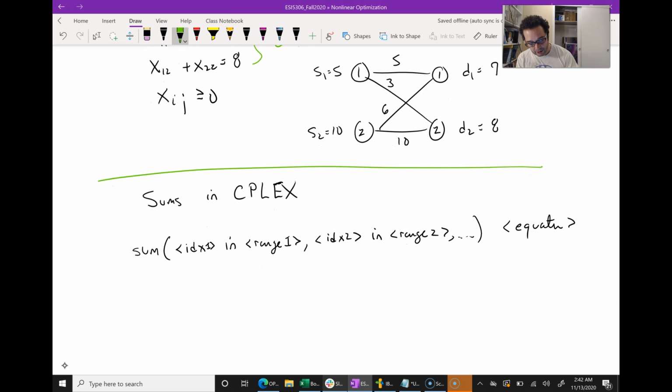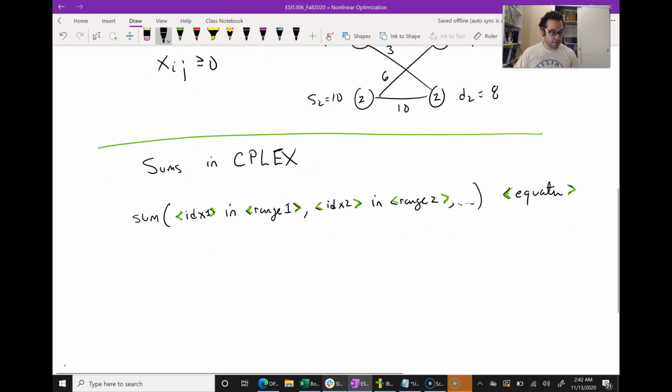Again, if you don't remember the notation, whenever I write these sort of brackets, that means that's like fill in the blank, okay? So you replace the brackets and whatever's inside with what you want. Okay, so what does this look like in practice?